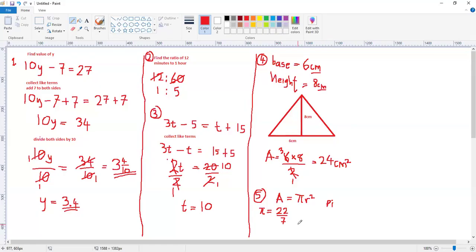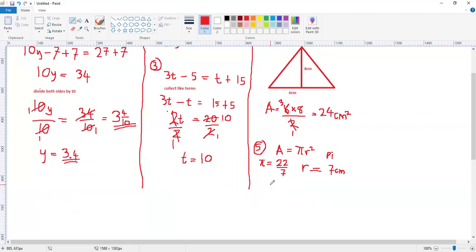Now, in this question, they told us to use 22 over 7 for pi, and the radius r of the circle is equal to 7 centimeters. So what's going to happen? We're simply going to put those values in where we have them represented. So A equals, and in place of pi, we're going to write what? 22 over 7, right?